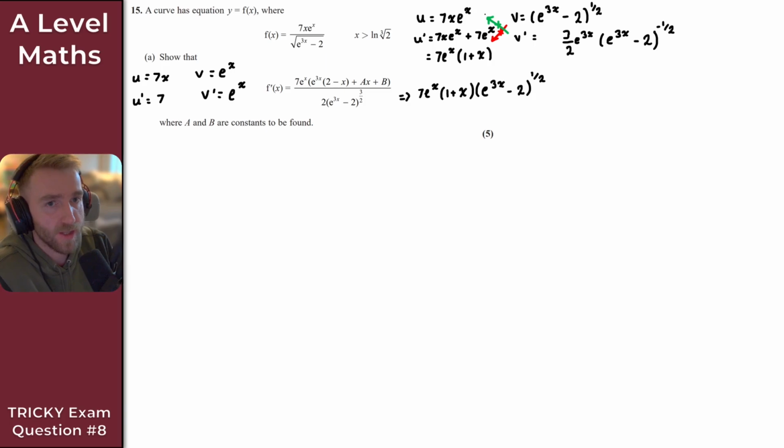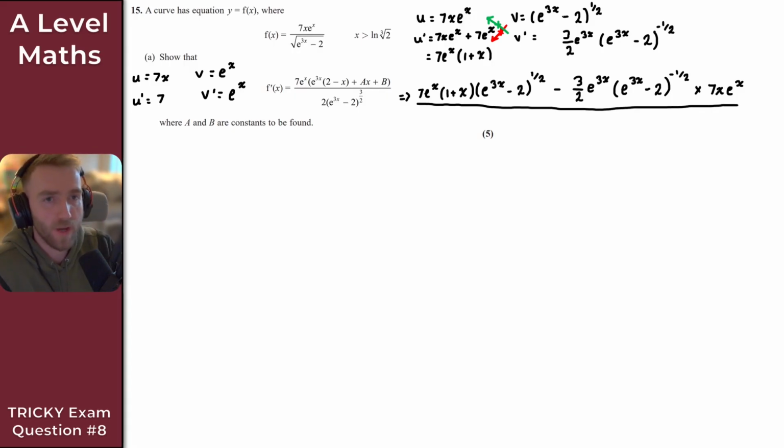We then subtract this product, so minus them. So what do we have here? I've got 3 over 2 e to the 3x times e to the 3x minus 2 all to the power of minus 1 over 2 times by 7x e to the x, right? So I can write this as 3 over 2 e to the 3x bracket e to the 3x minus 2 to the power of minus 1 over 2, and then we times this by 7x e to the x, right?